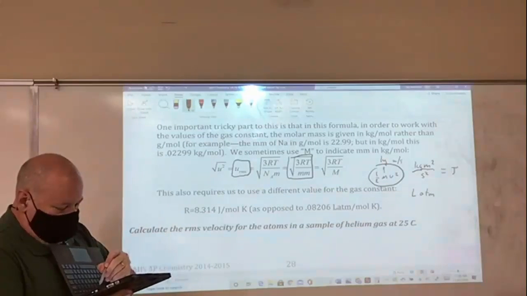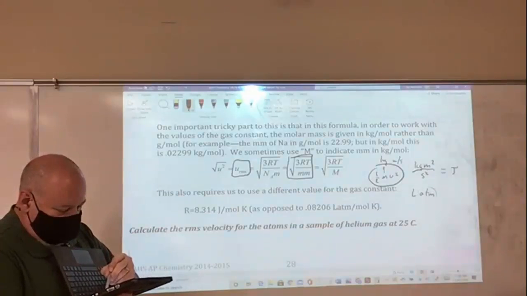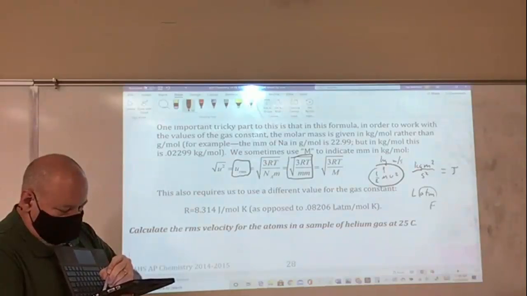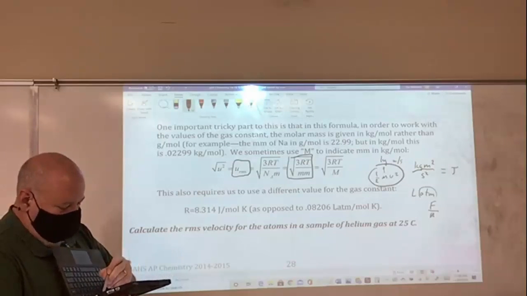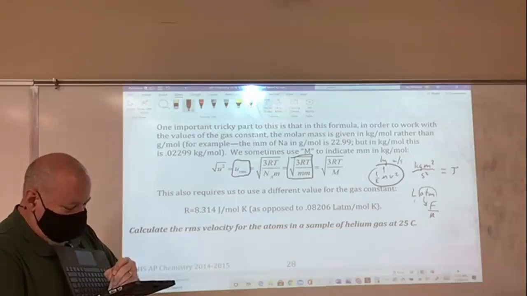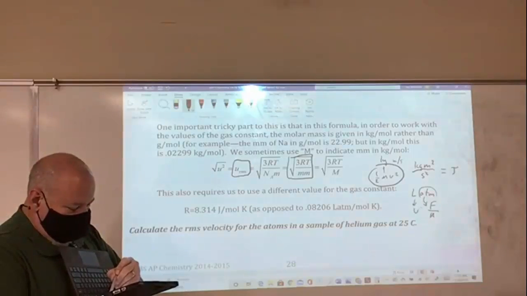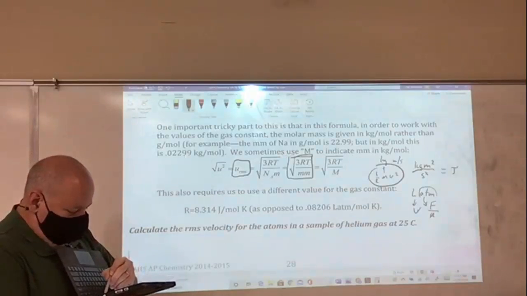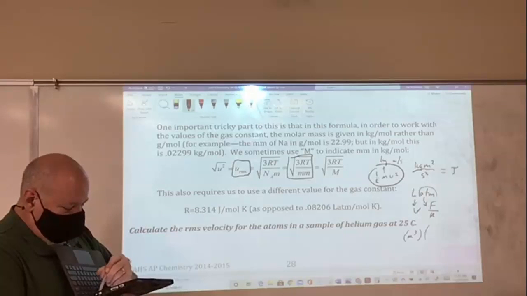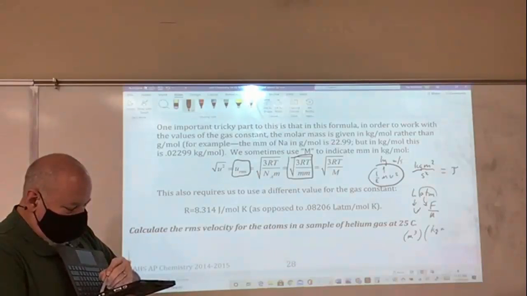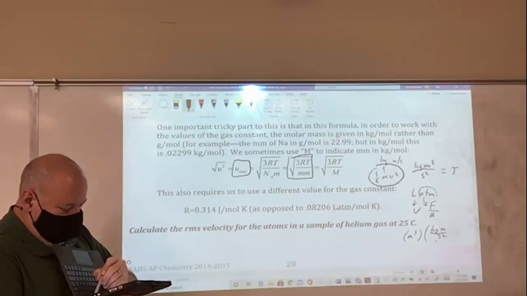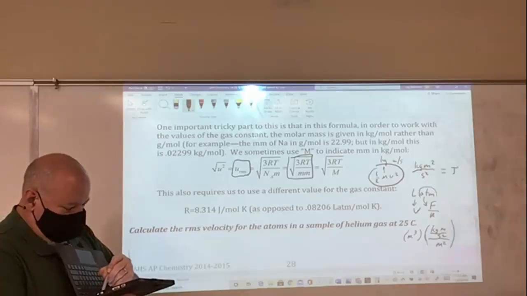So if I know that pressure, which is atmospheres here, is force divided by area, and I know that liters is volume, right? So if I put volume in terms of cubic meters, and I put force in terms of kilogram meters per second squared, and I put area in terms of meters squared.